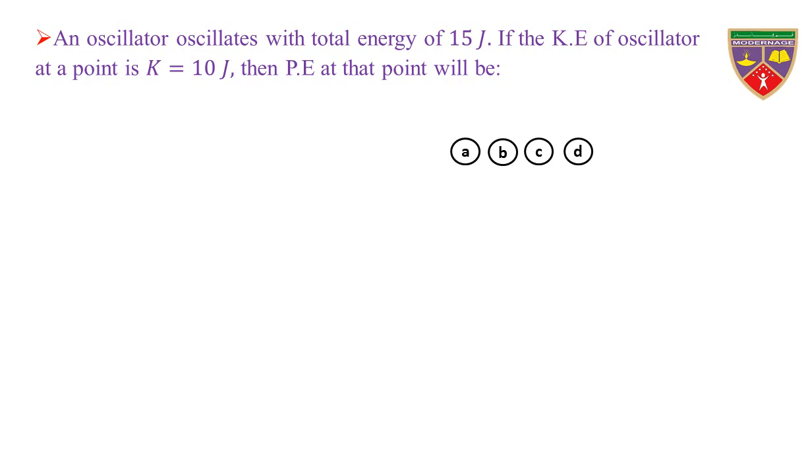An oscillator oscillates with total energy of 15 joule. If the kinetic energy of oscillator at any point is K equal to 10 joule, then potential energy at that point will be: option A 5 joule, option B 10 joule, option C 15 joule, option D 20 joule. The key is 5 joule. Therefore, the correct option is A.